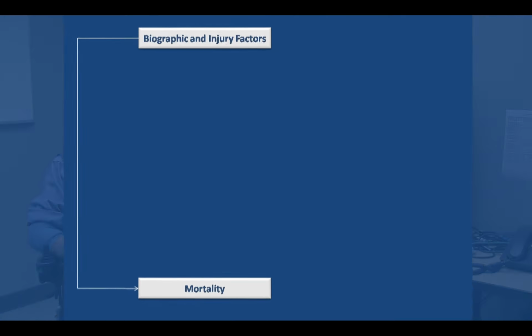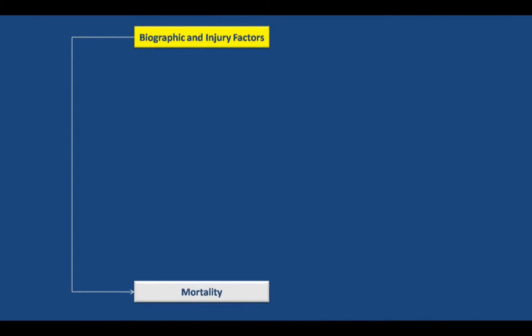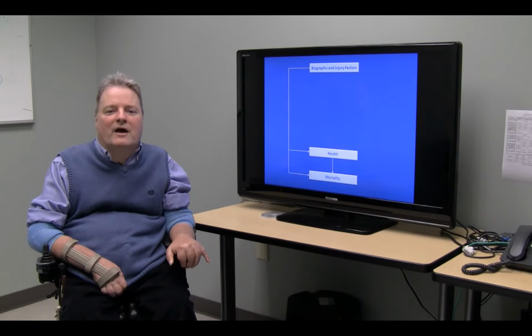So if we look at the model, we start out with biographic and injury characteristics and mortality. We wanted to know what would precede mortality. And so the next stage of the model is health factors. And so obviously there's some sort of health factors or the development of secondary conditions which precipitate mortality. And if we can identify these factors, then we are in the position where we can begin to address them or identify prevention strategies. So then the next question is, what leads to differential health after spinal cord injury?